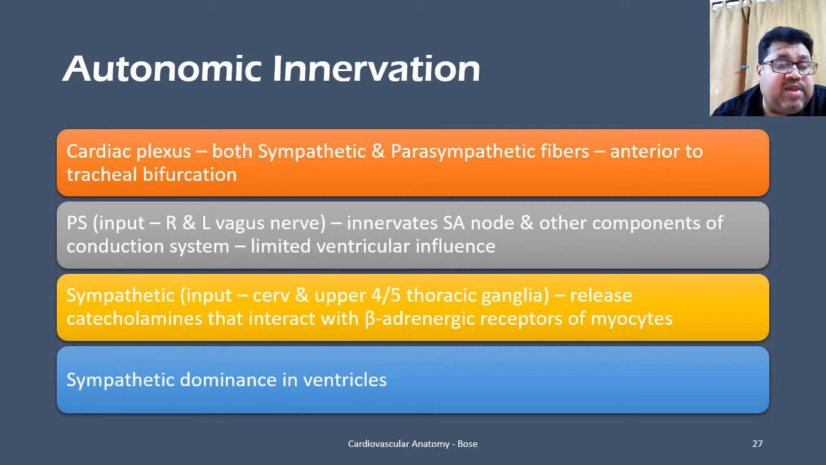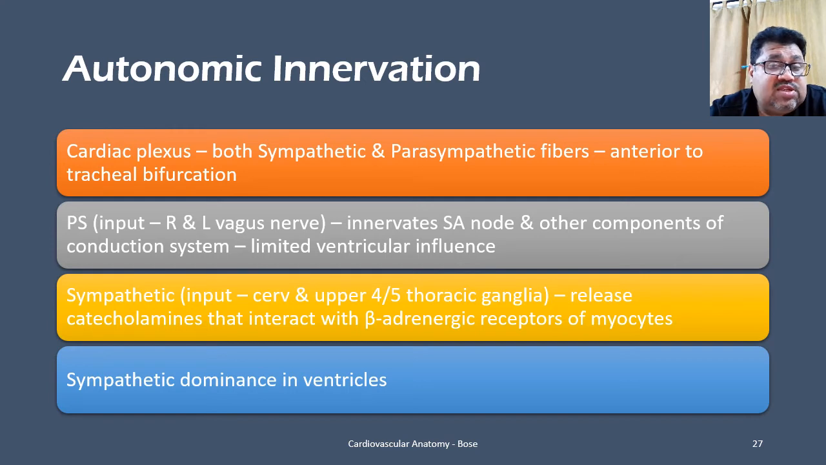A cardiac plexus contains both sympathetic and parasympathetic nerve fibers and is located anterior to the tracheal bifurcation, which is the position we call the carina. So the tracheal bifurcation is the point where the trachea splits into two. That is the tracheal bifurcation. The position is called the carina. So there is a cardiac plexus that lies in front, or anterior, to the carina.